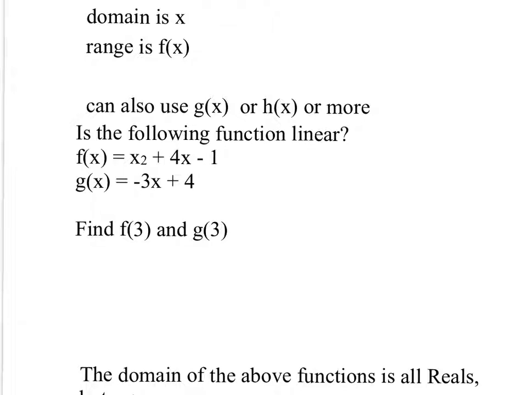Okay, let me just show you one other notation. If I had something like r of t, so this will happen a lot in physics, the rate as time is going on. What I know from this is that t is my variable.